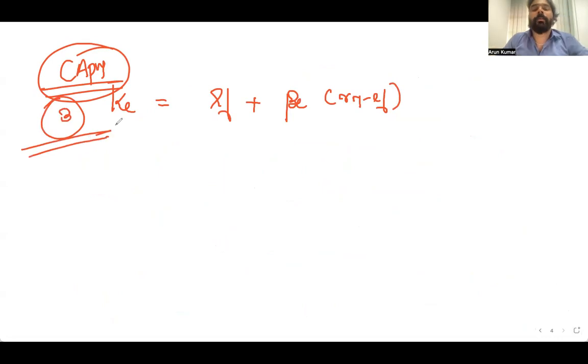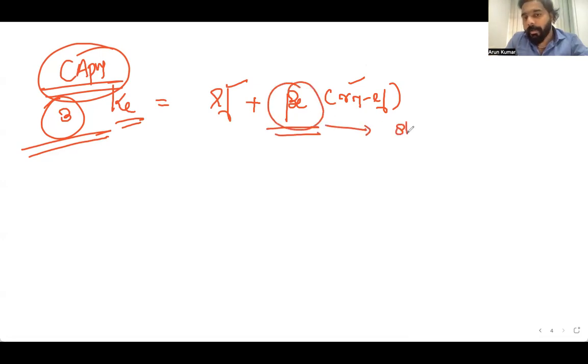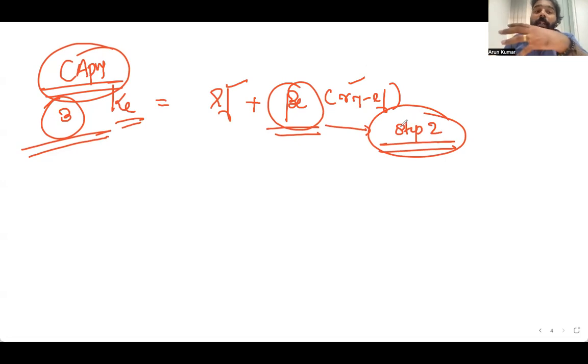Just be careful about the KE that you're going to calculate now. Here RF and RM are almost common in every industry. But the beta E that you're going to use here should be from your step number two that you have just calculated, not the existing equity beta. We have calculated a new risk adjusted equity beta, and we are using that to calculate a new cost of equity.